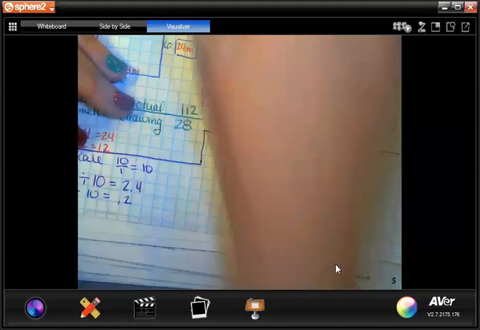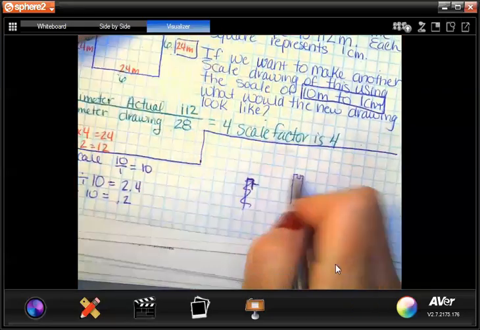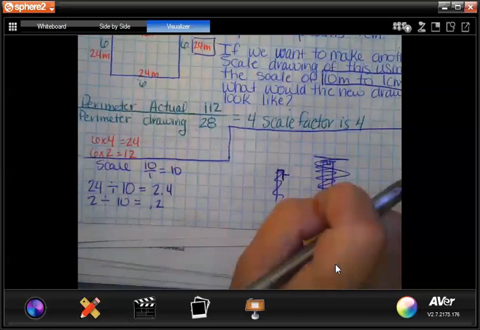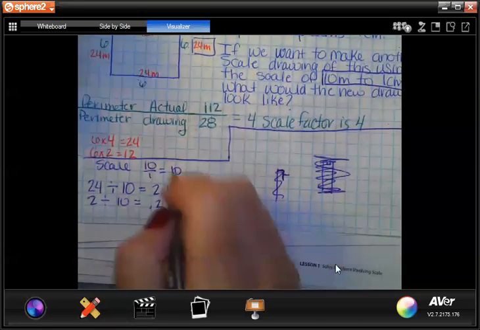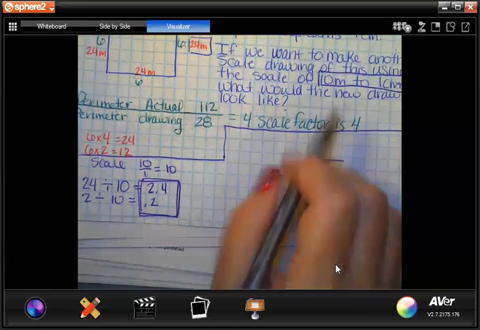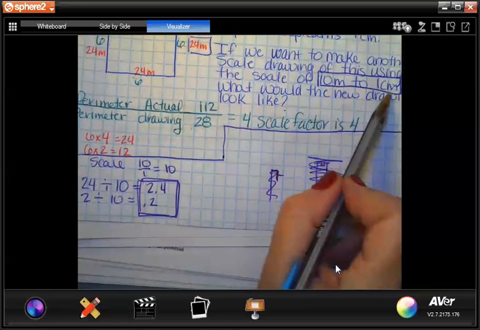Okay. All right. And obviously that's probably not the best picture of you guys to look at. All right. But these would be your new dimensions if you had 10 meters to 1 centimeter.